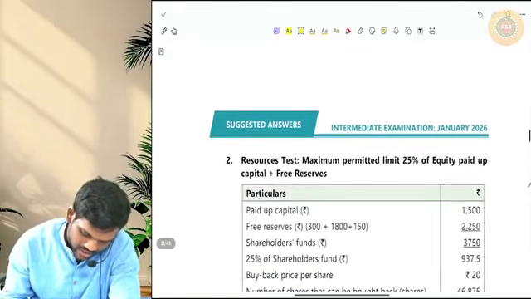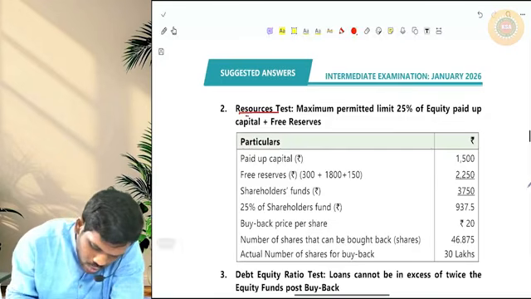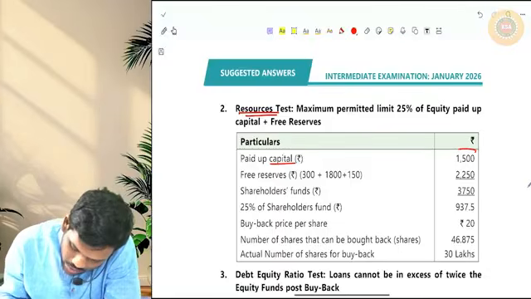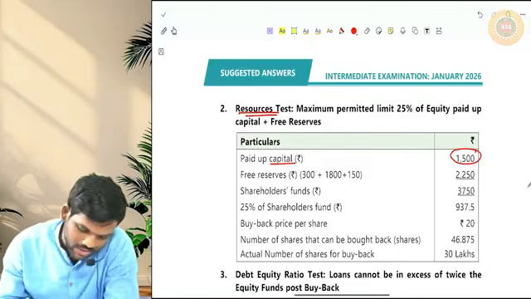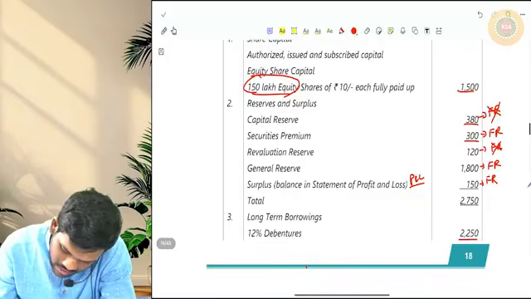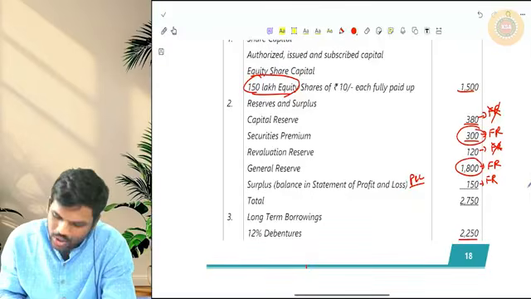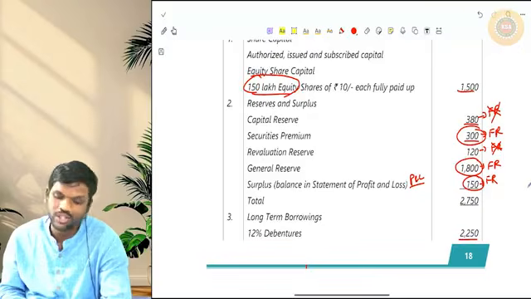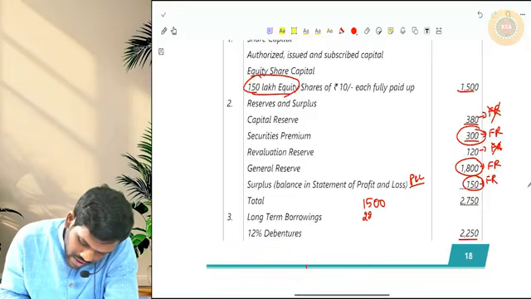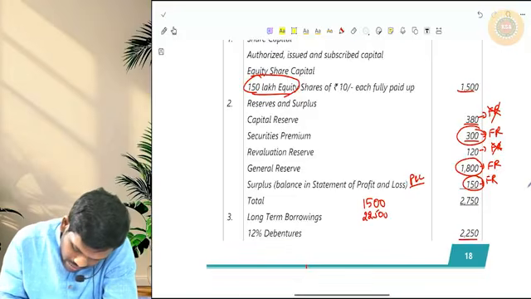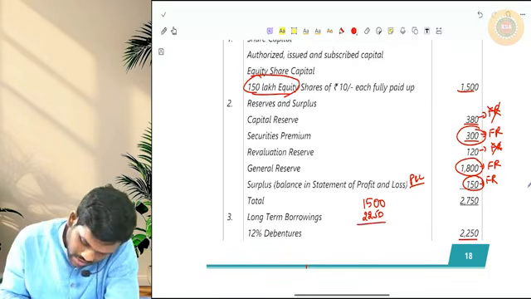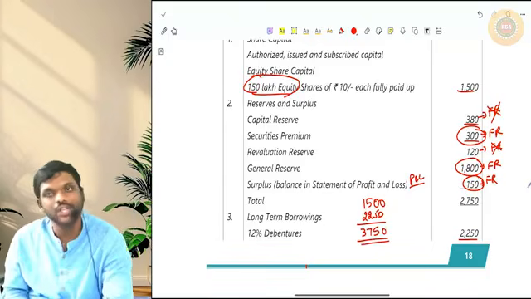Next test, second test is resources test. In resources test, what we have to do? First, take our paid up capital, which is 1500. Then take all the free reserves. If you see in the notes to accounts itself, we marked those free reserves. What and all are our free reserves? 300, 1800, 2100 plus 150, 2250. So paid up capital 1500, free reserves 2250. So total paid up capital plus free reserves is 3750. This is the total resources.